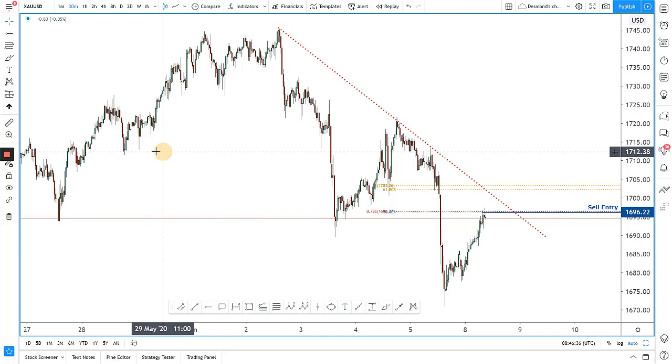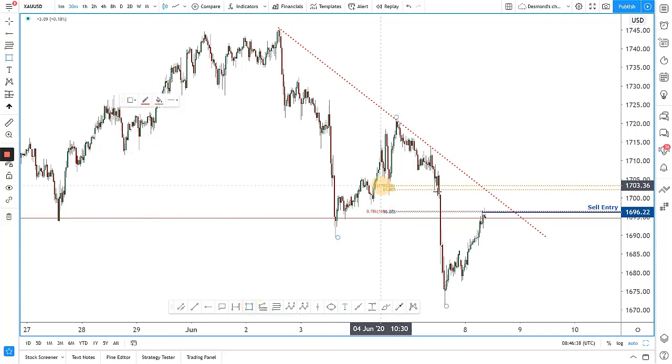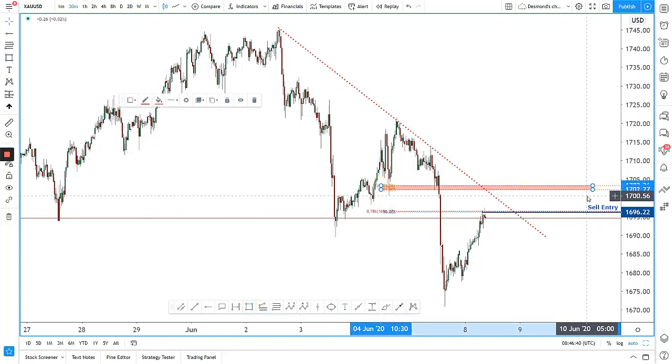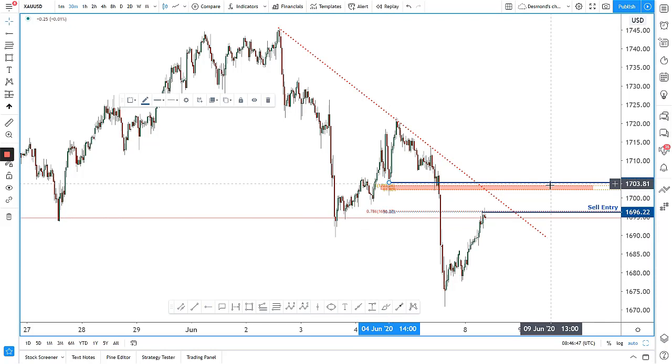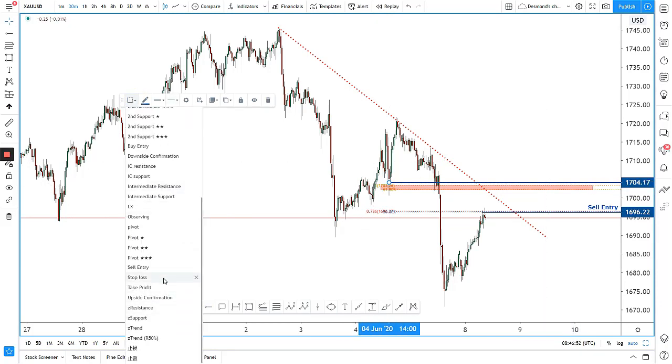If I want to put my stop loss, I have identified this area over here as a key resistance area. So always remember, when you're putting a stop loss, you want it to be slightly beyond your major resistance area. So I'm going to put this as my stop loss.